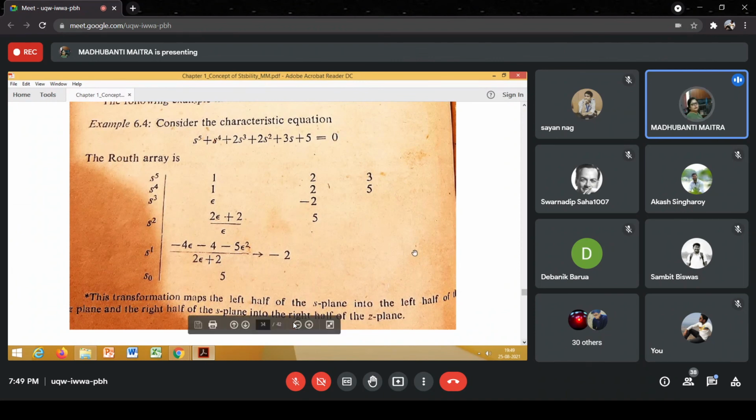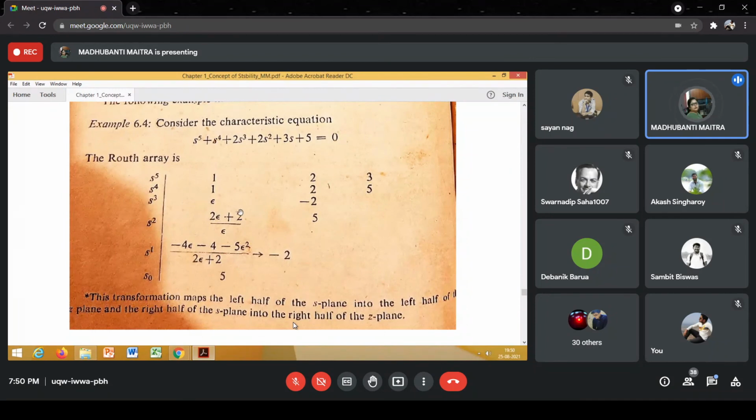So here let's try to judge the signs of the terms appearing in the first column of the Routh array. Here one is positive, the next one is positive. Epsilon we have chosen to be positive. Though it's very, very small, we have chosen epsilon to be positive, right?